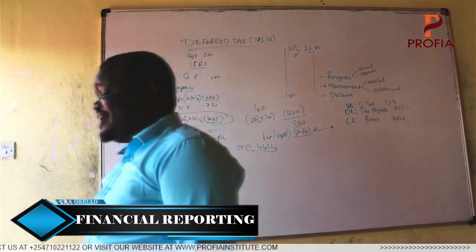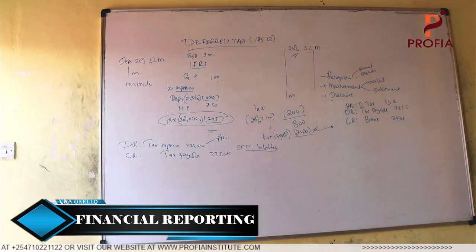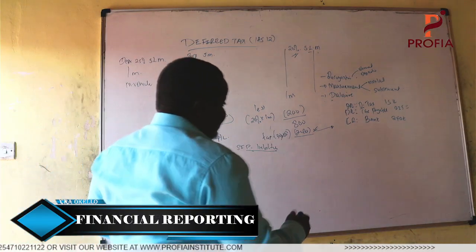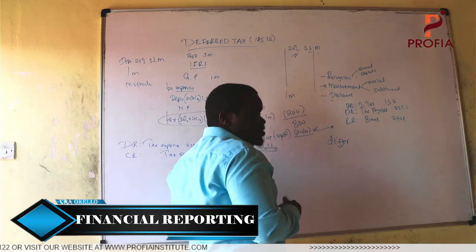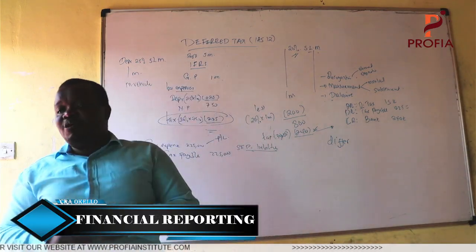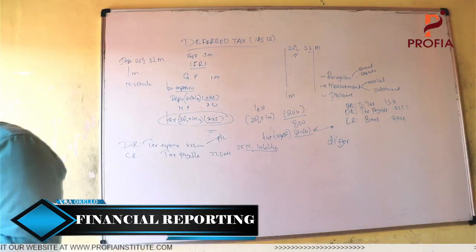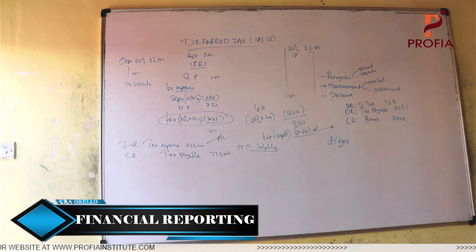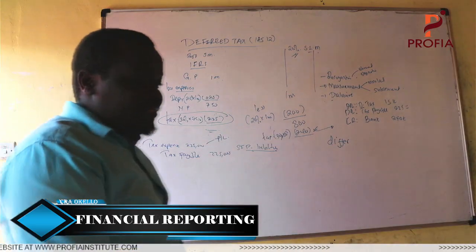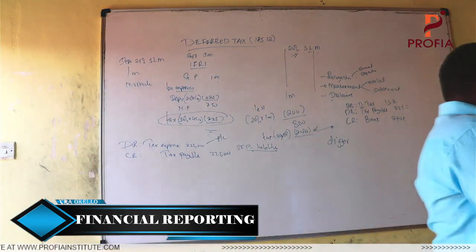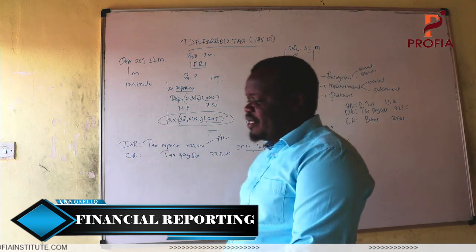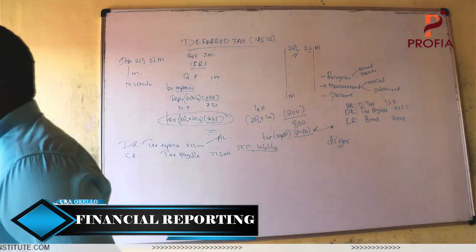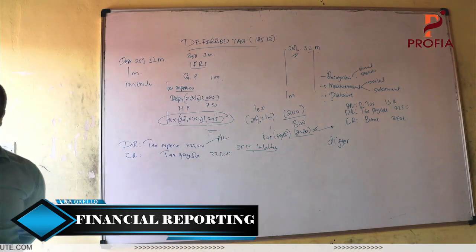Accounting profits usually differ. This differ is not deferred tax, it just means a difference. Accounting profits usually differ from taxable profits due to two reasons.